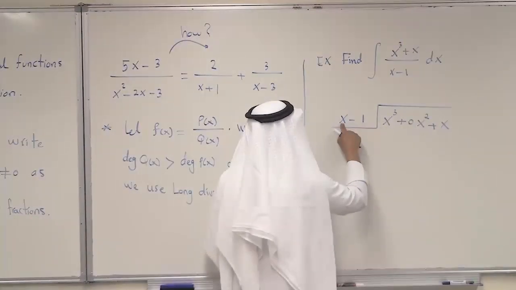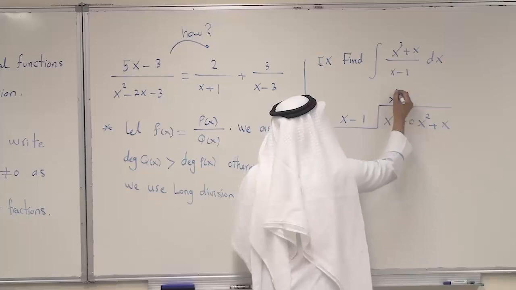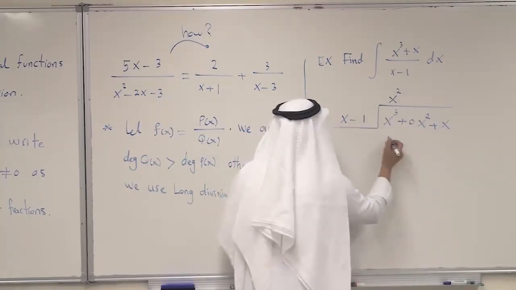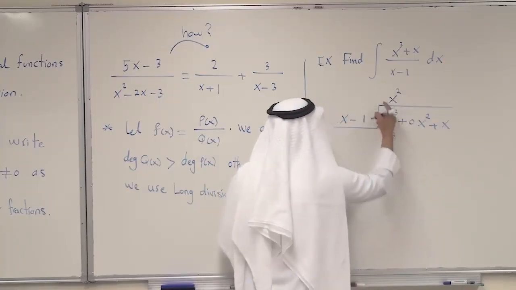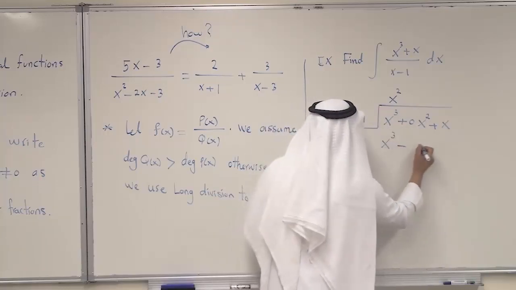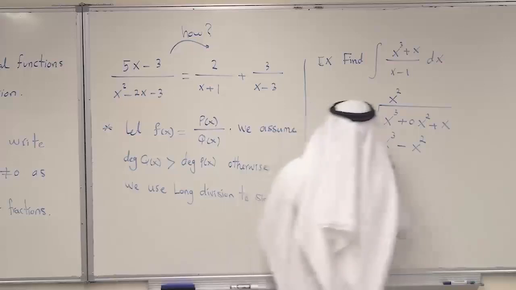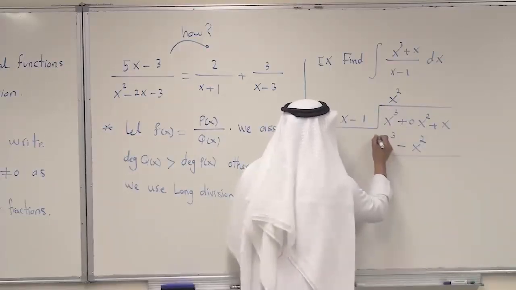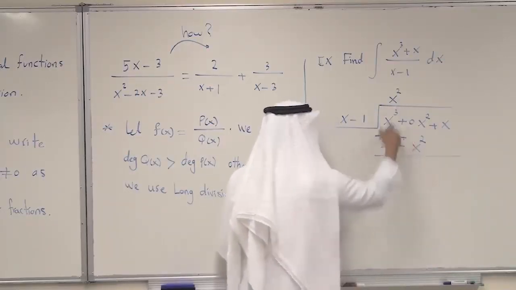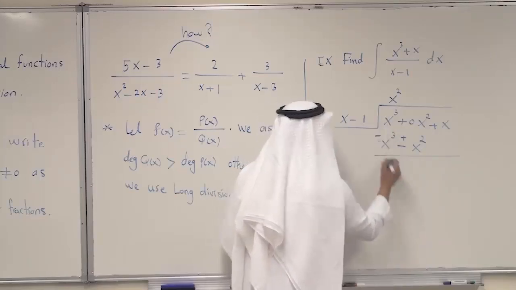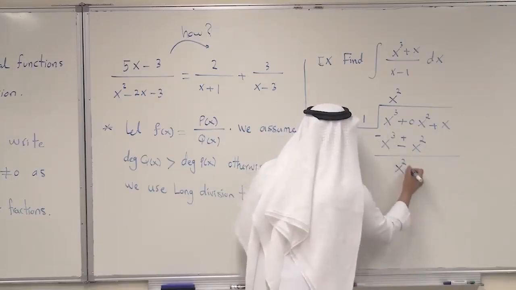x cubed divided by x, that will give me x squared. x squared times x, that is x cubed. And x squared times minus 1 is minus x squared. Okay, that's exactly what we have. Then what you need to do is just to switch the signs. So this is minus, this will be plus, and add. This will be cancelled out. What do we have here is just x squared plus what?